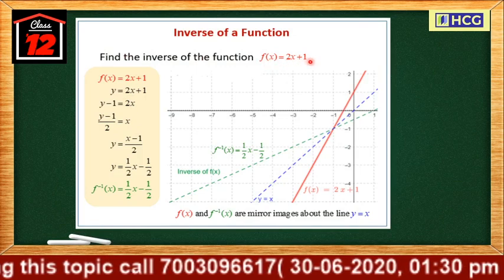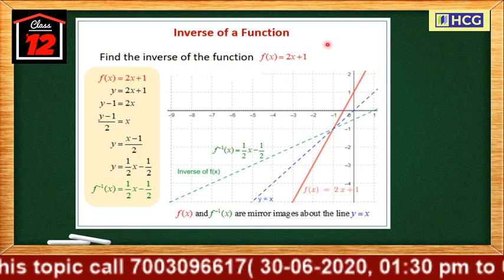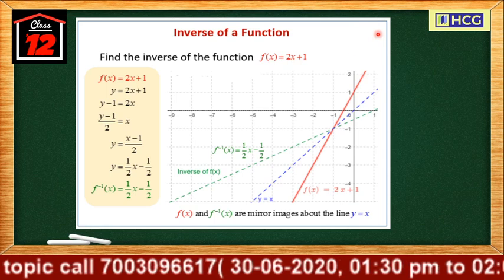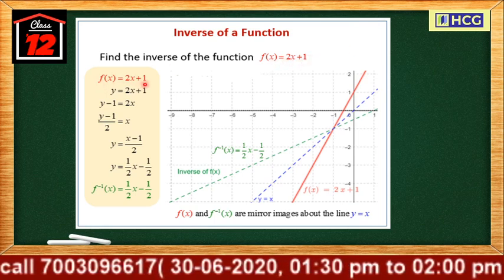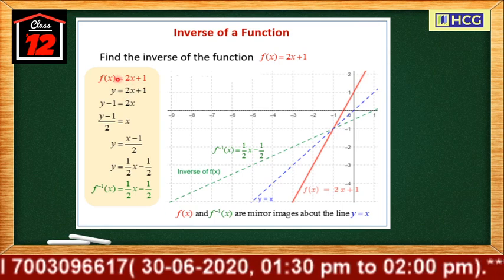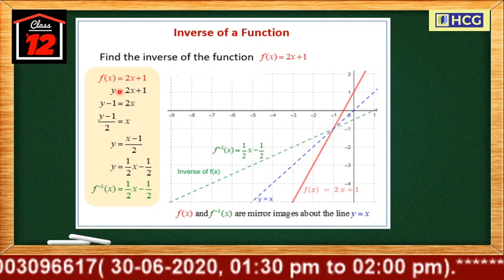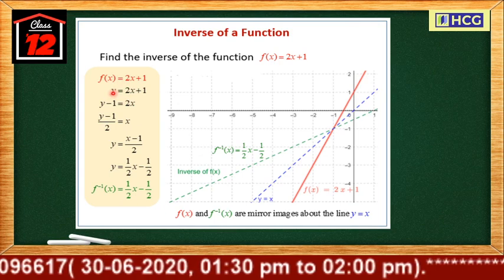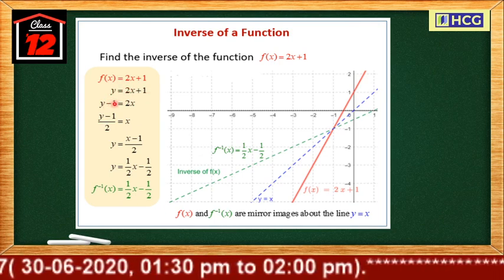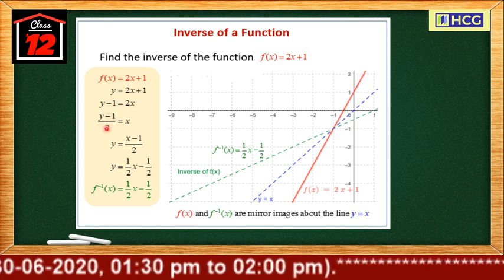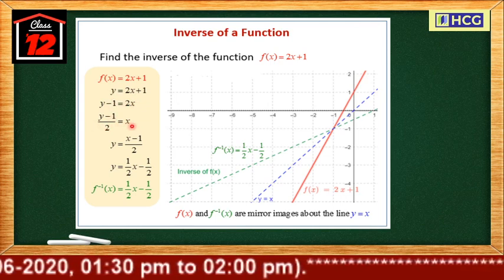f(x) equals 2x plus 1, and the function is from R to R, real numbers to real numbers. So let y be an element in the range set. Let y equals 2x plus 1, or y minus 1 equals 2x, or (y minus 1) by 2 equals x.